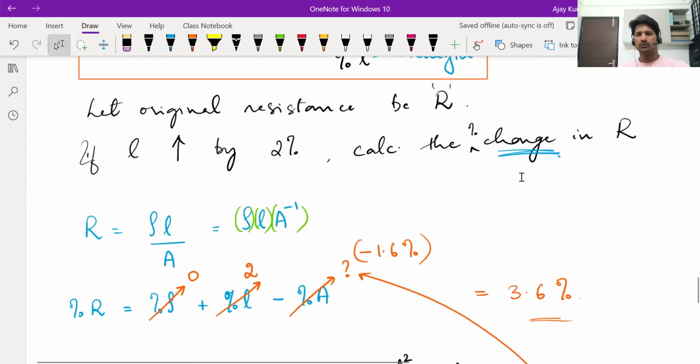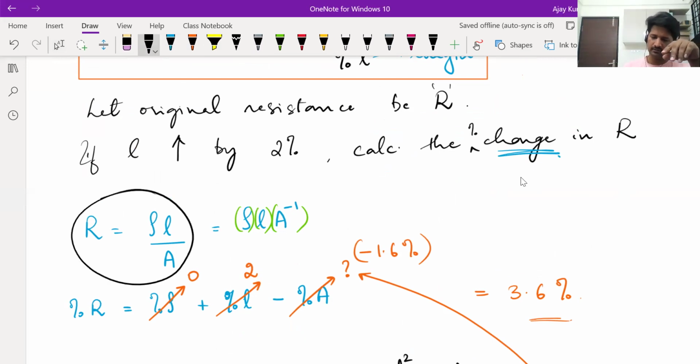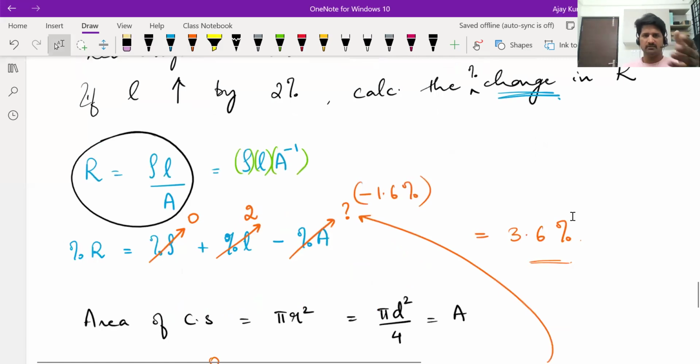So length increases by 2%. You are asked to find out the change in resistance. So we first think of how resistance depends on length and area. We know resistivity rho does not change. Length changes, and if length changes, the area of cross section could change. If you stretch something, the area decreases. If you compress something, the area of cross section increases.